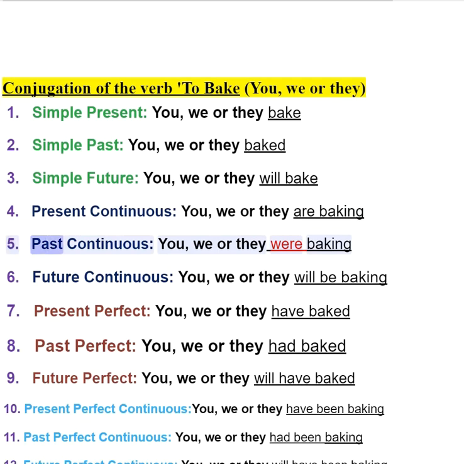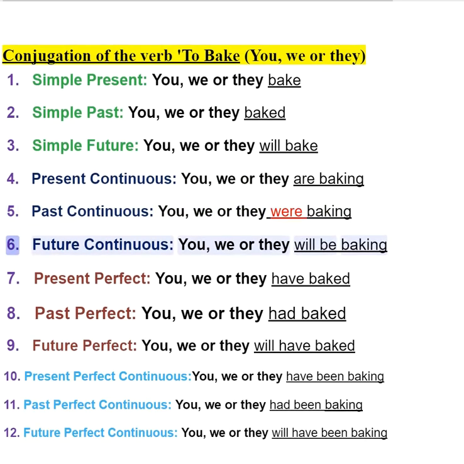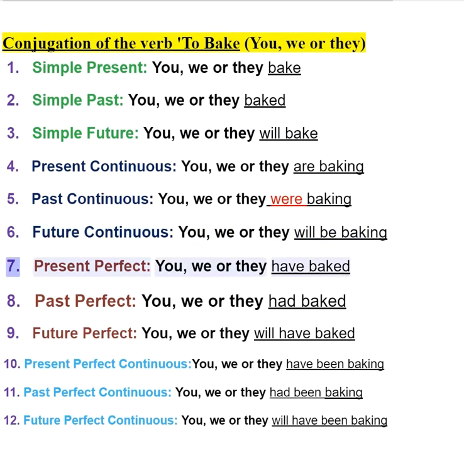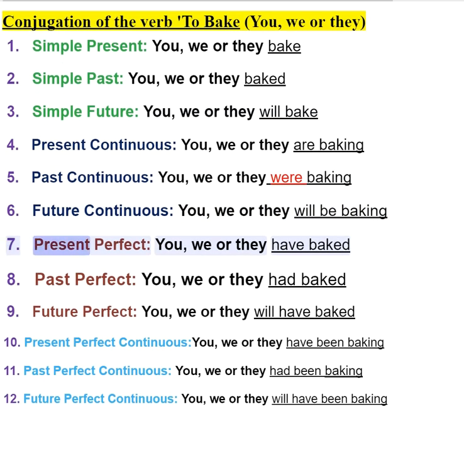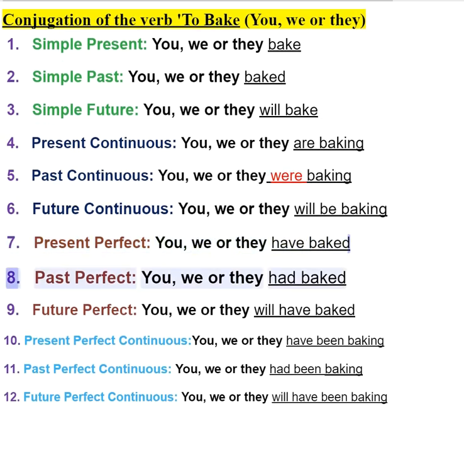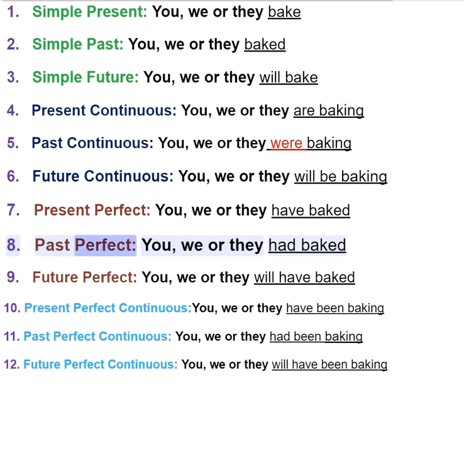5. Past continuous, you, we, or they were baking. 6. Future continuous, you, we, or they will be baking. 7. Present perfect, you, we, or they have baked. 8. Past perfect, you, we, or they had baked.